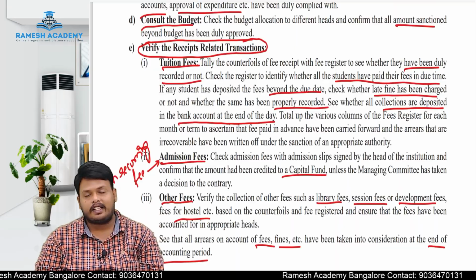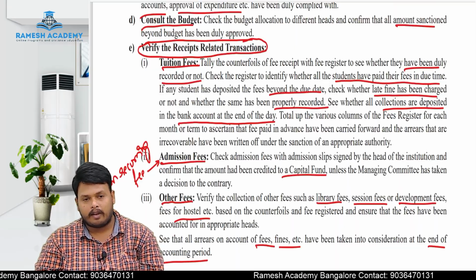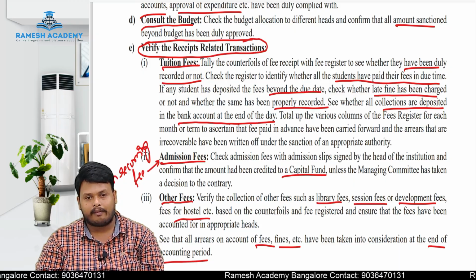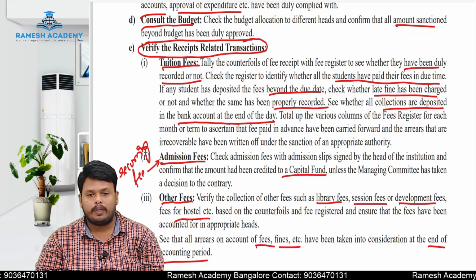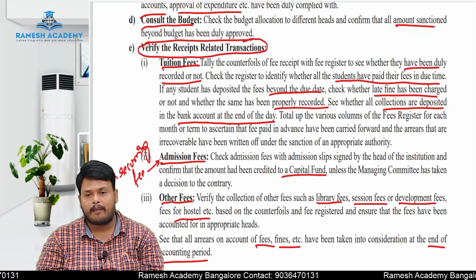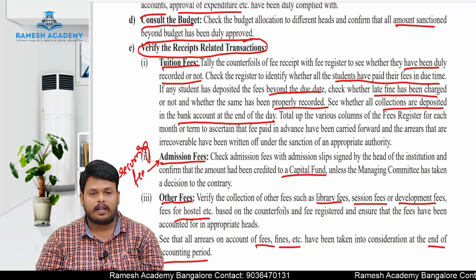Next one is receipt related transaction. Majorly educational institution will have three types of fees. One is admission fees at the time of admission, that is a non-refundable fee. Generally these admission fees should be transferred to capital fund account. Why? Because this is a non-recurring fee.